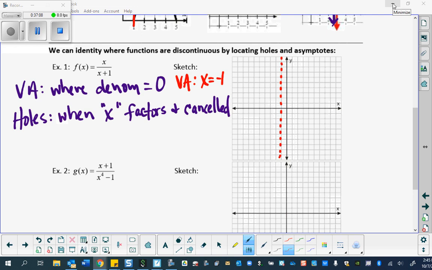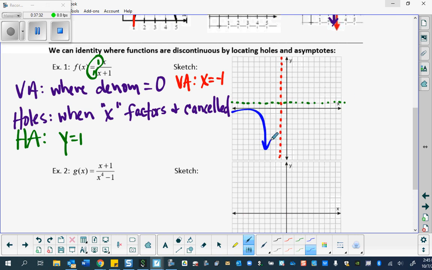So if I want to sketch the graph, I know my horizontal asymptote is at y is equal to 1 because my powers of x are the same. And that graph heads like that forever and ever. Are we good with that? Yep.